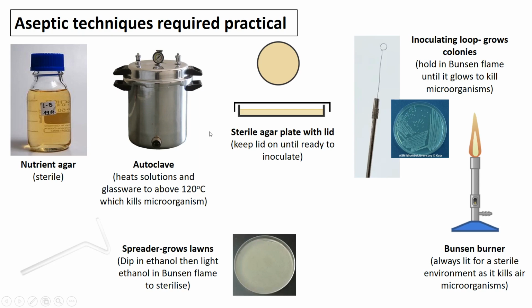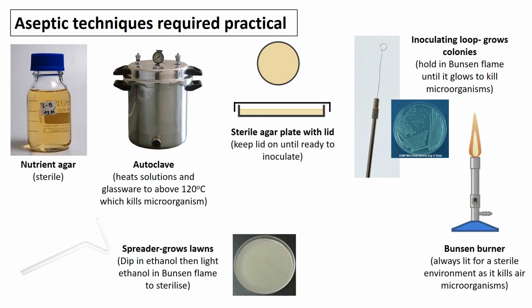The way you sterilize things is to use an autoclave, which will heat the solutions you're going to use up to and beyond 120 degrees C, which will kill microorganisms. Once you've made your nutrient agar and sterilized it in the autoclave, you can pour it into a sterile agar plate. These are usually plastic Petri dishes, and you pour the agar on, keep the lid on, and keep them sealed until you're ready to use them.